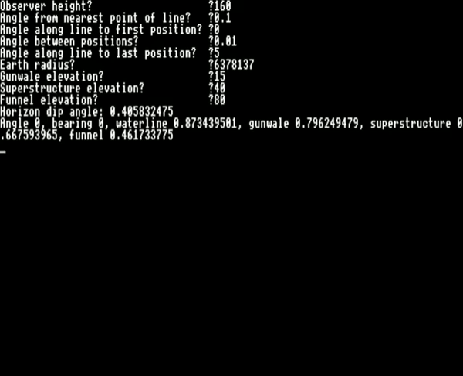Angle 0 is the actual internal variable angle, which is how far north along that line this ship is. Bearing 0, it's a bearing east from a bearing north from due east, not a bearing east from north, because otherwise you get that division by 0. And then you've got your dip angles, all of which are more than 0.405. Even the funnel is below the horizon.